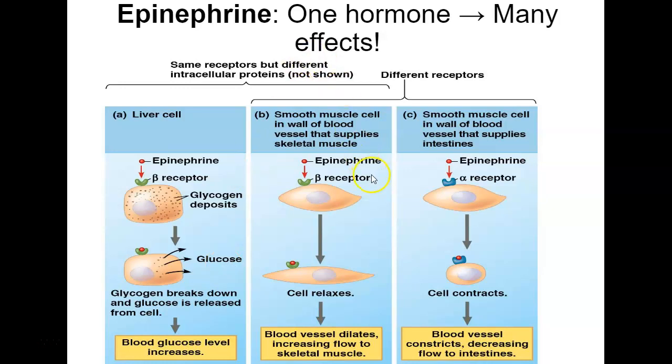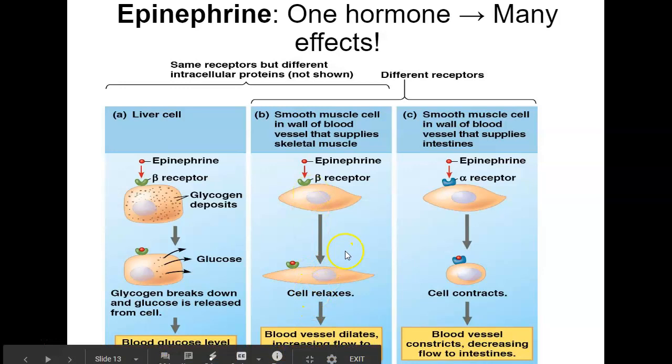Additionally, epinephrine at the same time is going to increase blood flow to the skeletal muscle. It does this by binding to receptors on smooth muscle and causing it to relax. And then that will dilate the blood vessels and allow blood to flow a little bit more freely.